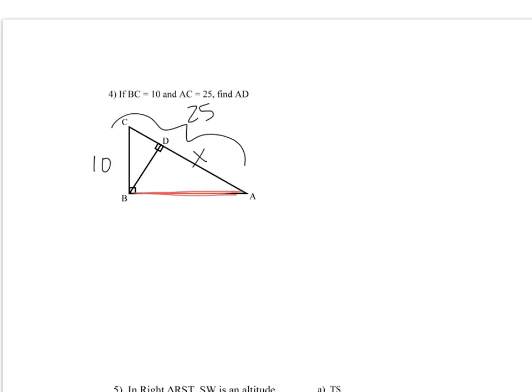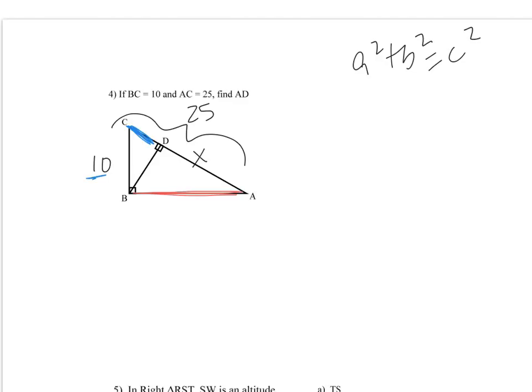So one of the things that you could do is you could either use the Pythagorean Theorem to come up with the length of AB, or if I wanted to, I could in fact change the question around and try and figure out what CD is so that I can use 10. That's the leg that goes with that projection.